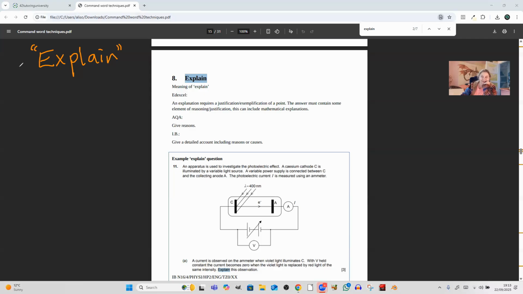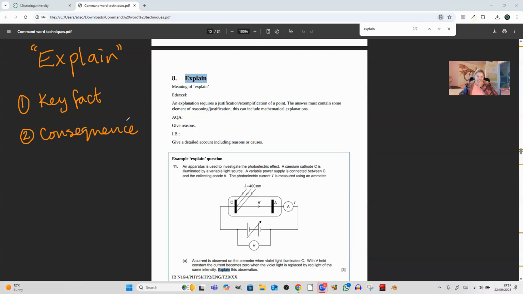Fact. Consequence. Yes, we got them straight away. Yes, Sophia, point and consequence. I like to call it a key fact because it's not just any old fact, it's a key fact, and that's the very first bit of the explain, and the second bit of an explain is the consequence.